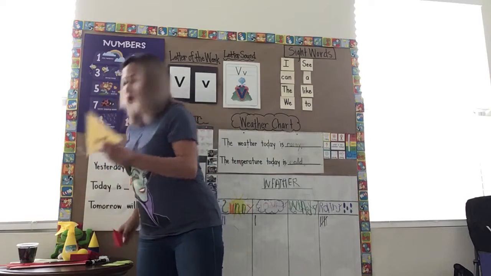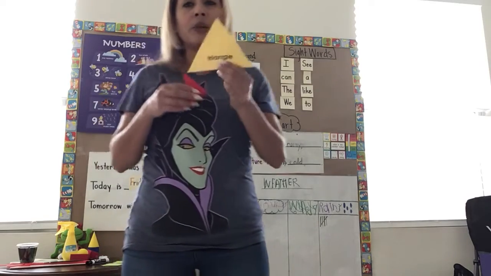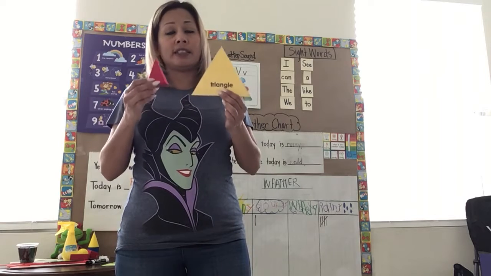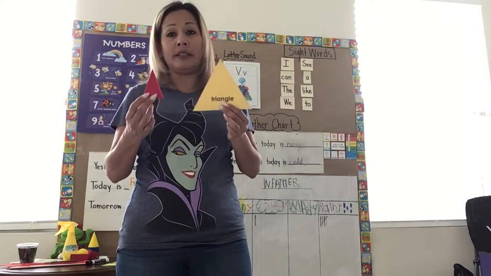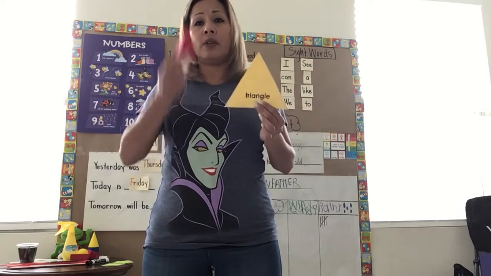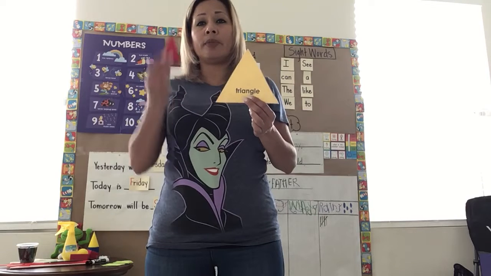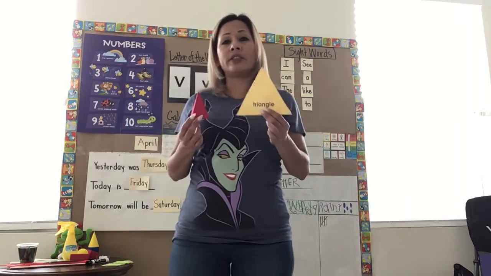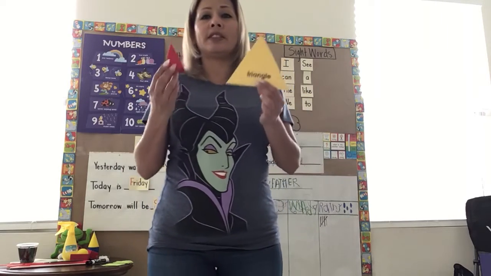Now here's our triangle. Our triangle is flat. Our triangular prism is solid, or we can call it a pyramid. See the pyramid? Solid, flat. Triangle, pyramid. Say it with me. Pyramid. Again. Pyramid. Last time. Pyramid. Triangle is flat. The pyramid is solid.